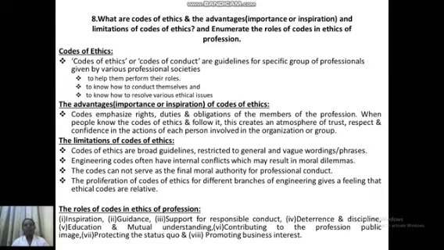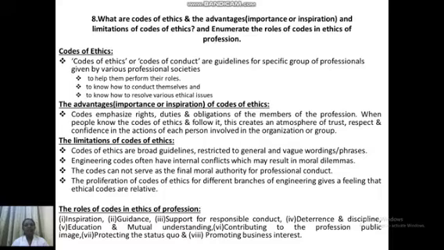Codes of ethics or codes of conduct are guidelines for specific groups of professionals given by various professional societies to help them perform their roles, to know how to conduct themselves, and to know how to resolve various ethical issues. The advantages, that is importance or inspiration of codes of ethics. Codes of ethics emphasize rights, duties, obligations of the members of the profession. When people know the codes of ethics and follow them, this creates an atmosphere of trust, respect, and confidence in the actions of each person involved in the organization or group.